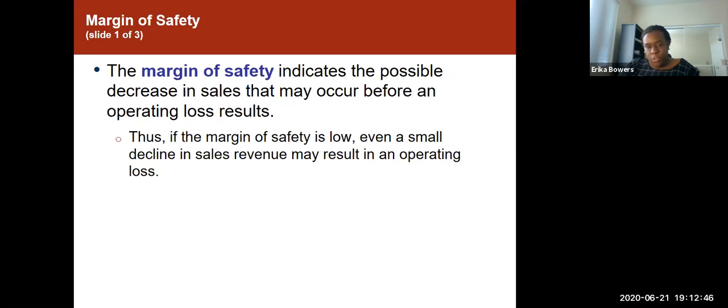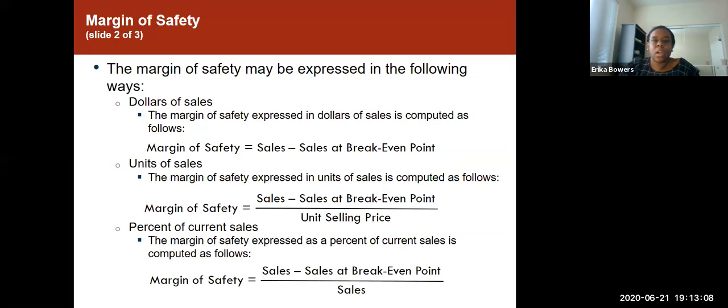The last thing we're going to cover is the margin of safety. The margin of safety indicates the possible decrease in sales that may occur before your company starts operating at a loss. So how many units can I lose in sales? How many dollars can I lose in sales before I start operating at a loss? The margin of safety can be expressed in several ways. One is dollars, one is units, and one is percent of current sales.